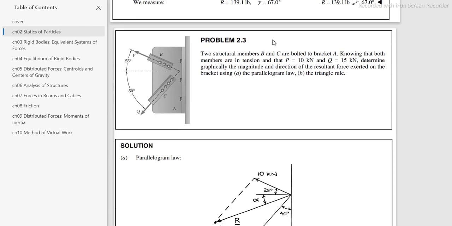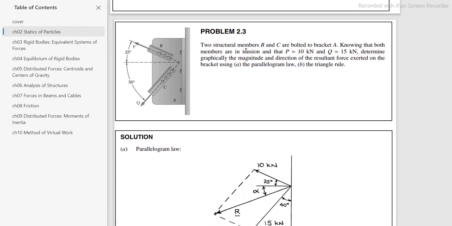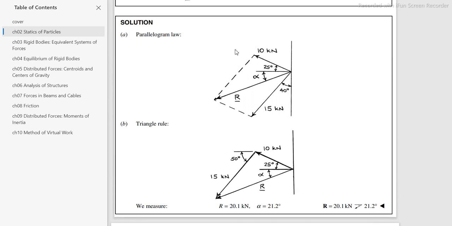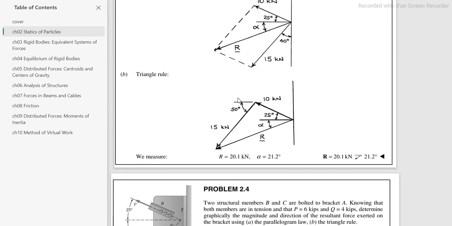Problem 2.3. Two structural members B and C are bolted to bracket A. Knowing that both members are in tension and that P is 10 kilonewton and Q is 15 kilonewton, determine graphically the magnitude and direction of the resultant force exerted on the bracket using the parallelogram law and triangle rule. Here the solution is parallelogram law and triangle rule.